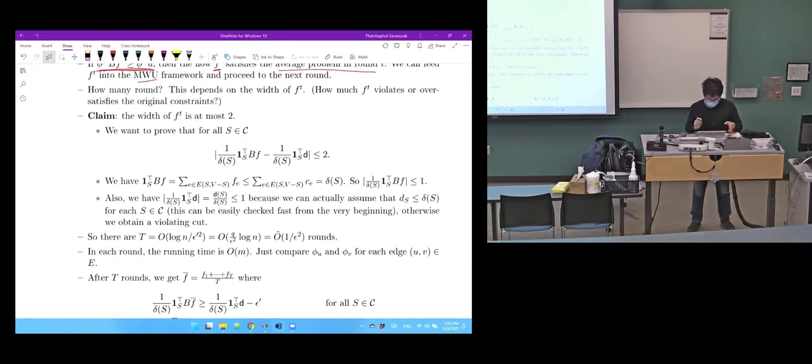Okay, but you need to ask first how many rounds there will be. The number of rounds really just depends on the width of your FT. You remember that the number of rounds is just the width squared times log over epsilon squared. So that is how much FT violates or over-certifies the original constraint. And I claim that the width is going to be just 2.